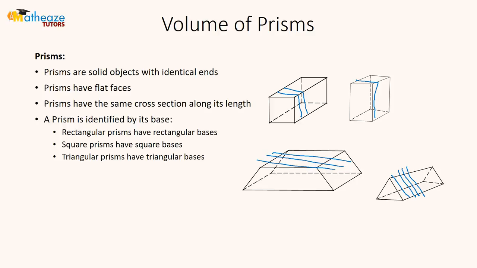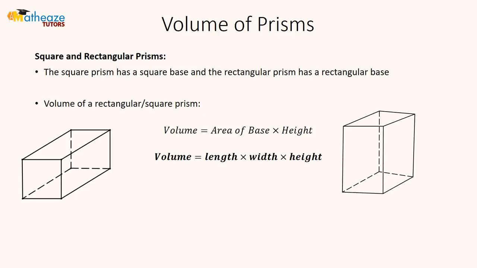And then a prism is identified by its base. So a rectangular prism means it has a rectangular base. A square prism means it has a square base. A triangular prism means it has a triangular base, and so on and so forth.